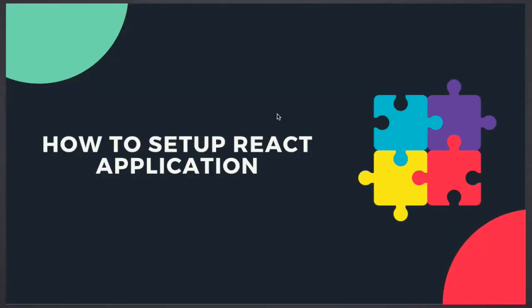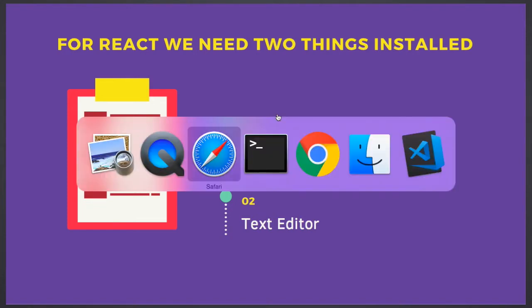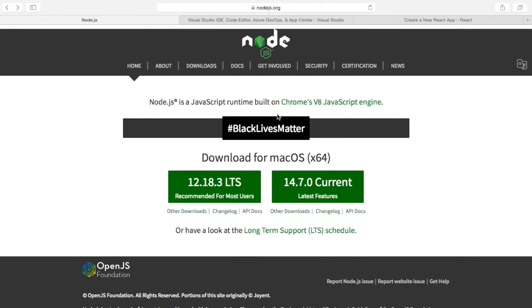In this video, I'm going to show you how to set up a React application. For React, we need two things installed. One is Node.js and second is a text editor. You can download Node.js from nodejs.org. Just download this package and get it installed.